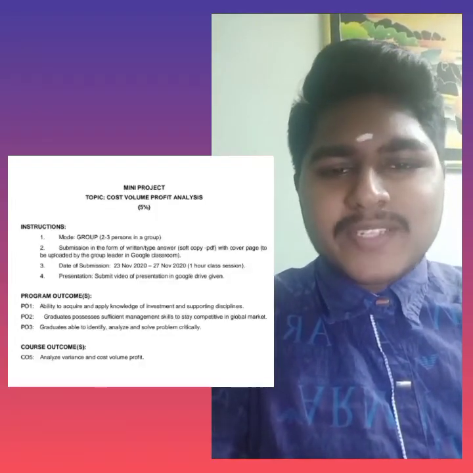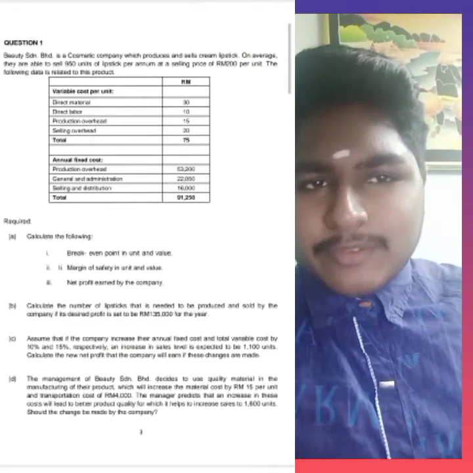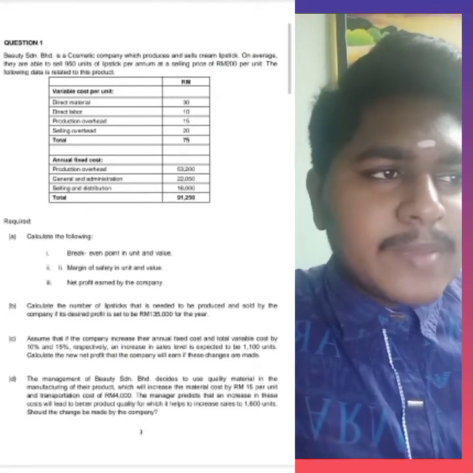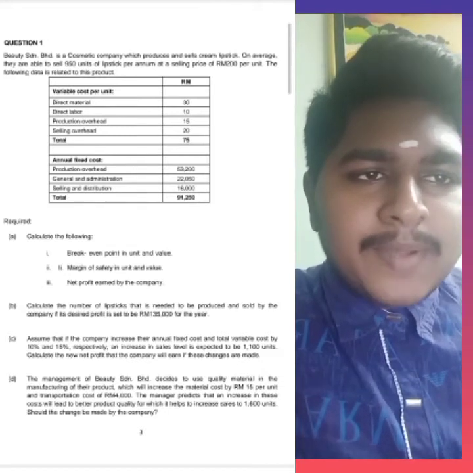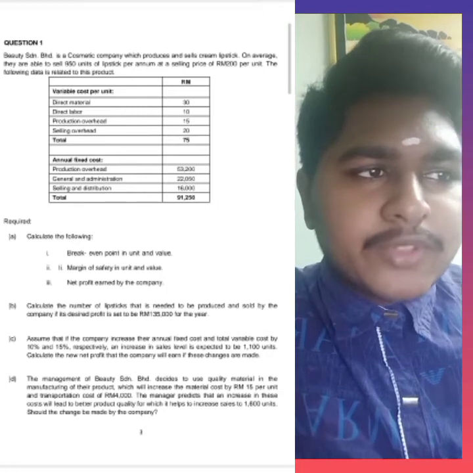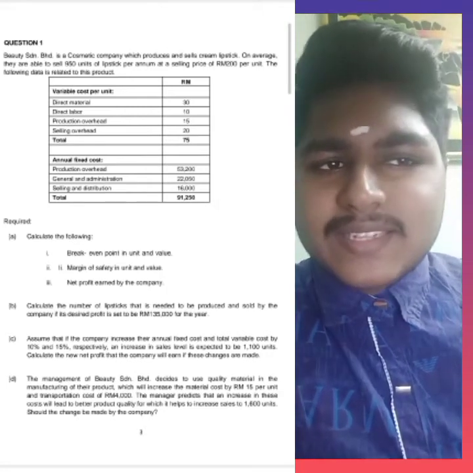So today I'm going to be presenting my mini project that was given by madam, and my part is question 1. So I'm going to read out the question. Beauty Centurion Berhad is a cosmetic company which produces and sells cream lipsticks. On average, they are able to sell 950 units of lipstick per annum at a selling price of RM200 per unit. The following data is related to the product.